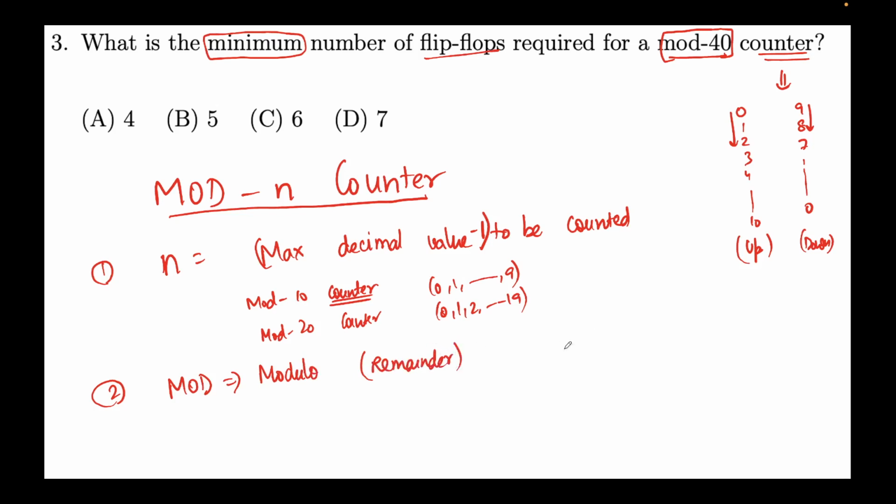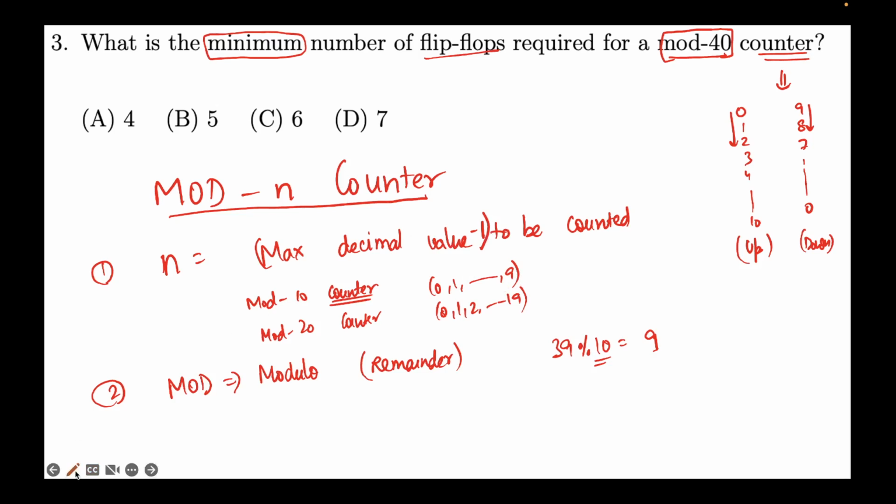So for instance, you are given any number. Let's say you are given 39. You take the remainder with 10. What will you get? 9. The maximum remainder that you can get is the divisor minus 1. Hence this maximum decimal value. Hence this term comes. So modulo n means you will count from 0 to the maximum decimal value, which is n minus 1.